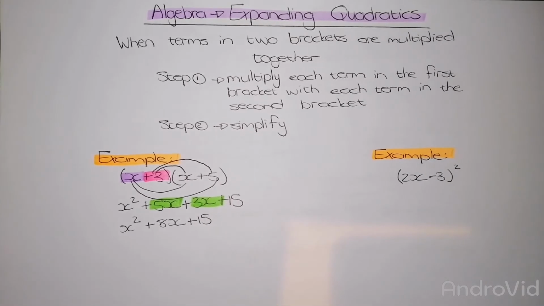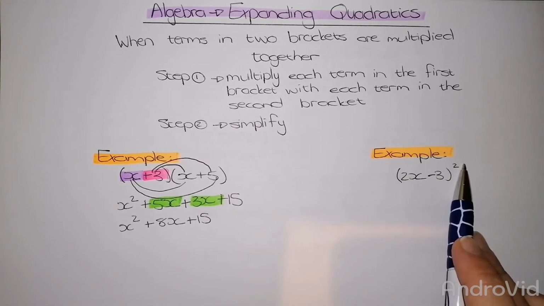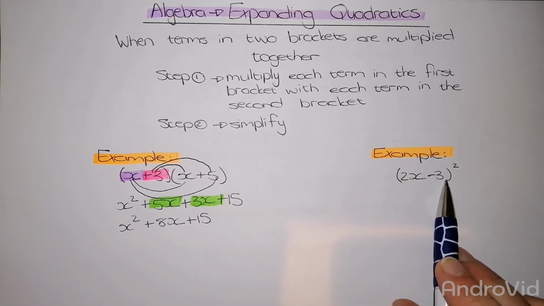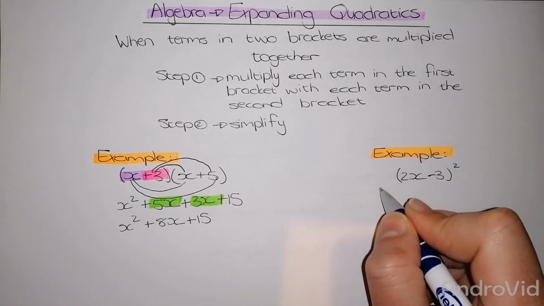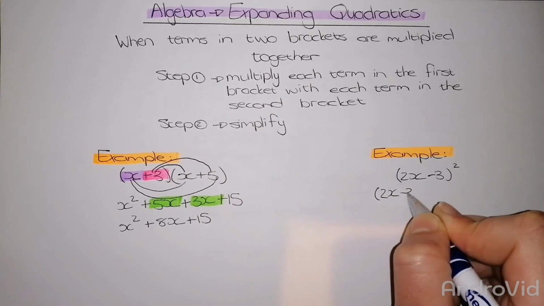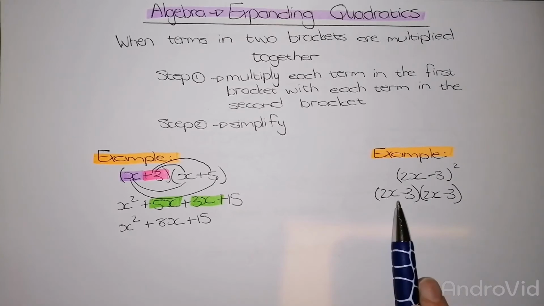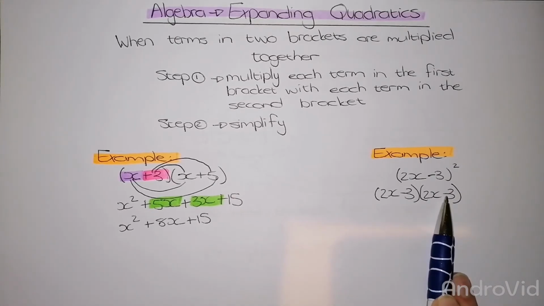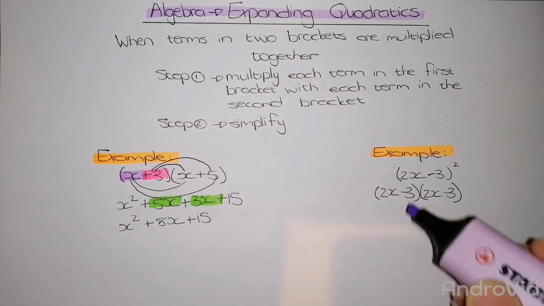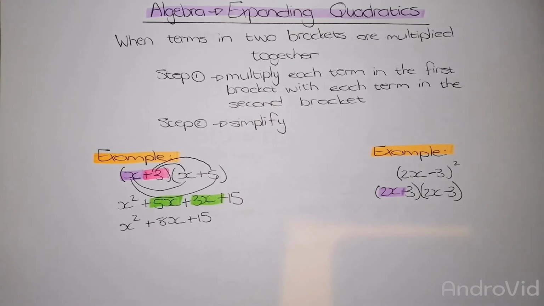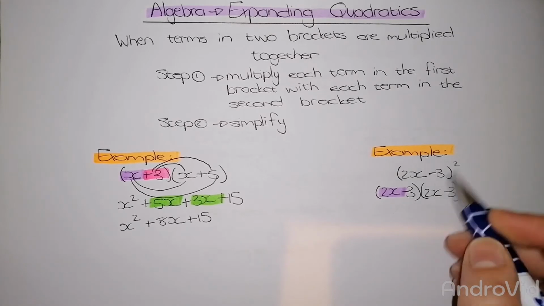The next one we're going to do is 2x minus 3 squared. When something is squared, it means that the same thing is multiplied by itself. So before I can expand these brackets, I need to rewrite them next to each other. So I'm going to have 2x minus 3 multiplied by 2x minus 3. When I have these two brackets, now I do the exact same steps as I have done in my first example. I need to take my first term in my first bracket and multiply that with everything in my second bracket. So we're going to start with the first one.